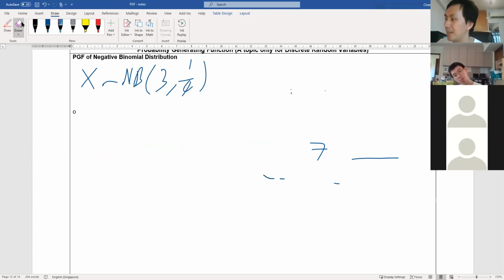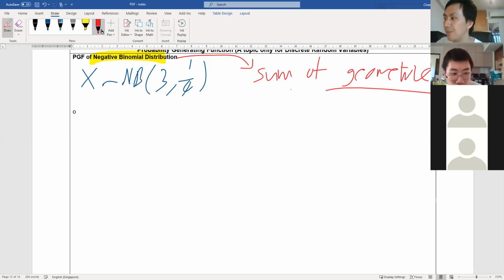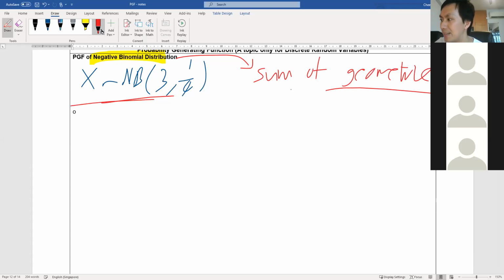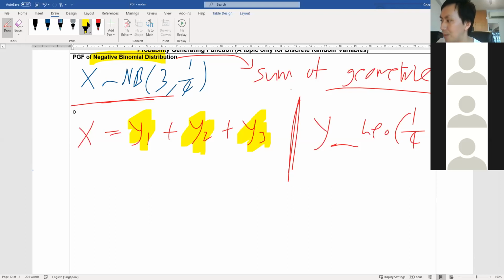A negative binomial is actually a sum of geometric. So for example, if I want a negative binomial with 3 successes like this, X is actually Y1 plus Y2 plus Y3, where each Y is actually geometric 1/4, same odds of success, of course. Can you understand so far? It's 3 separate geometric variables, but from the same distribution, that's all. Okay? So what do I mean by that?